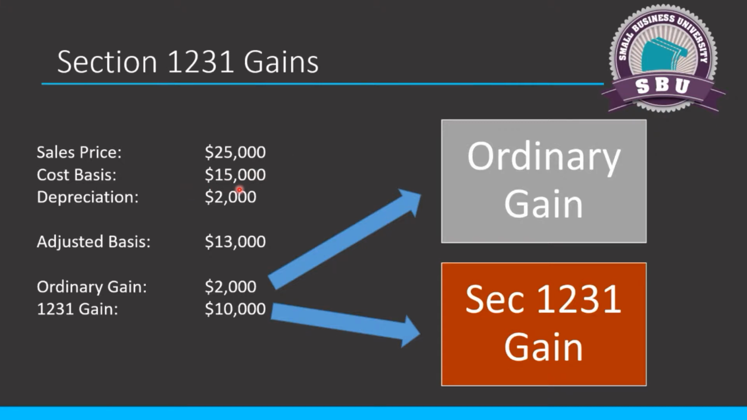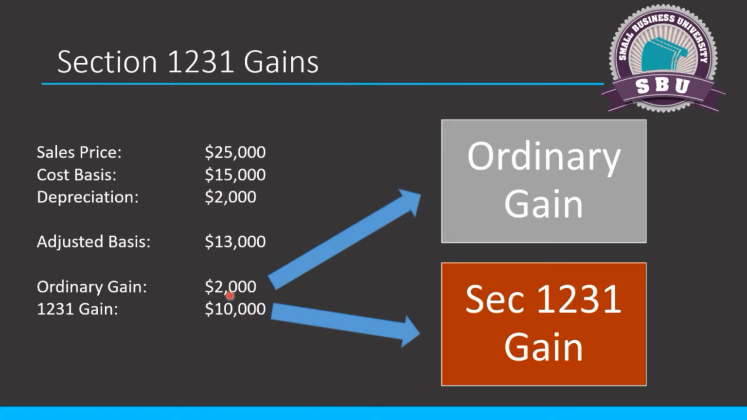Now, this is the same example from Accounting 1 that I gave. You've seen this example before. You can see that the depreciation that I took was only $2,000 in this example, right? And so the adjusted basis is $13,000. Well, the sales price is $25,000. We have to recapture the depreciation as ordinary gain. Okay, so $2,000. This matches the depreciation here.